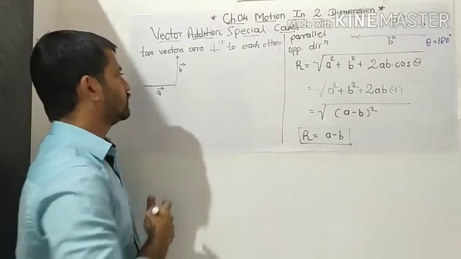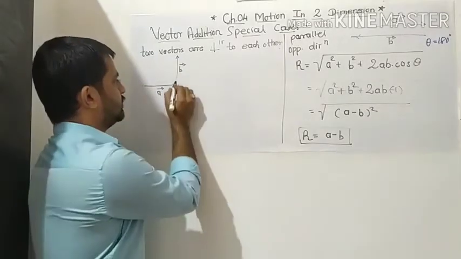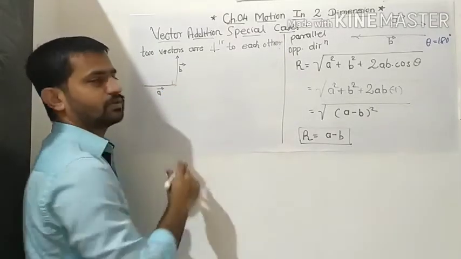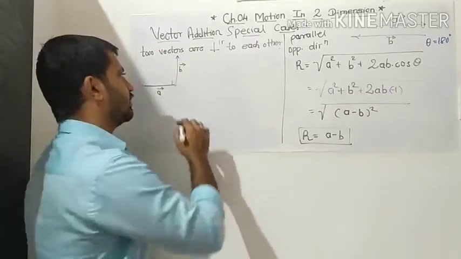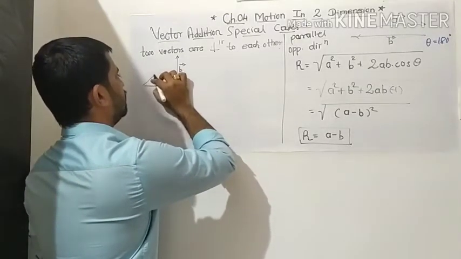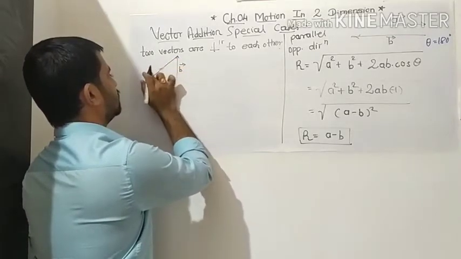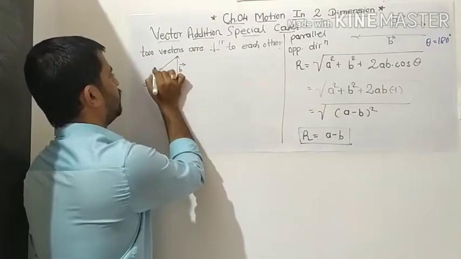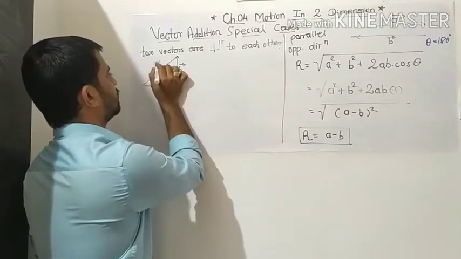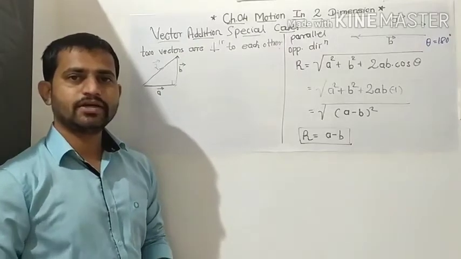To find out the resultant, this is the perpendicular. What is the condition according to triangle law? That we join the initial point of the first with the arrowhead of the second. So this is the resultant.